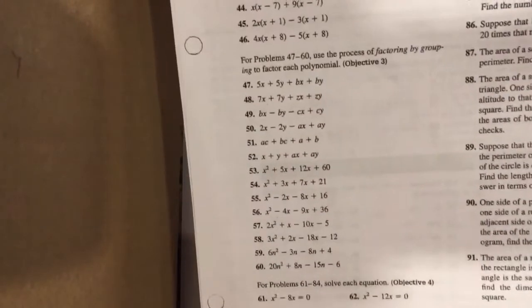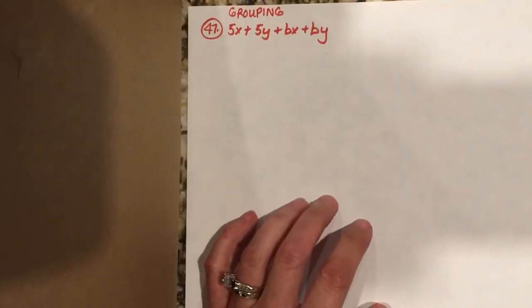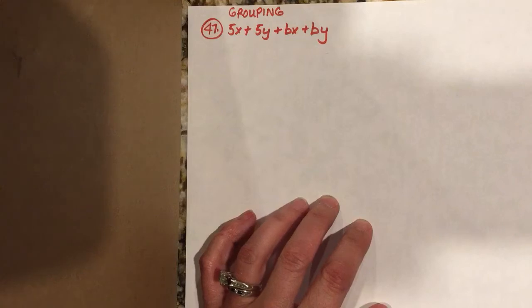Okay, so what we're going to look at now is part of the assignment on page 235, right here where we looked at grouping. So we're going to be factoring by grouping. The first example I'm going to do for you is number 47.